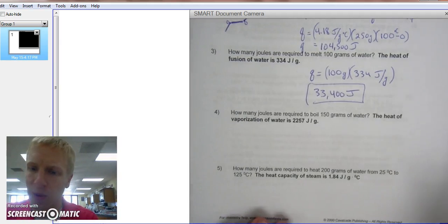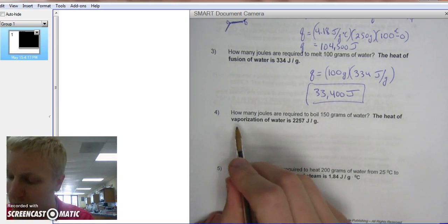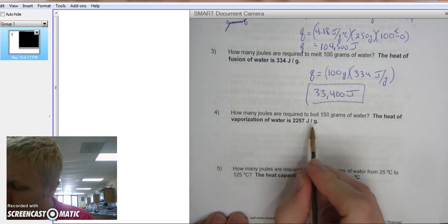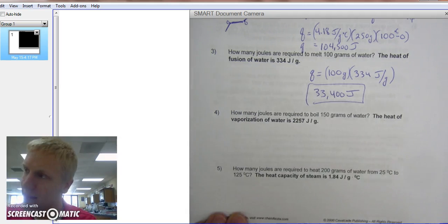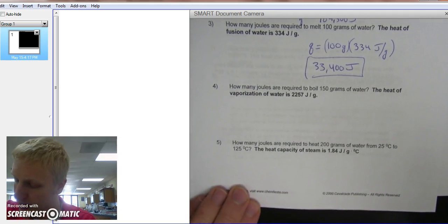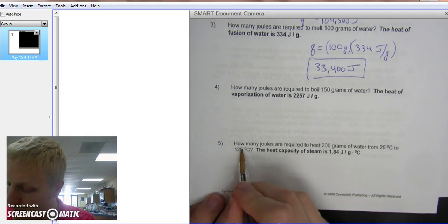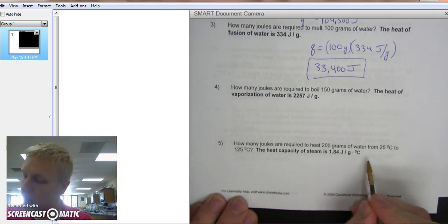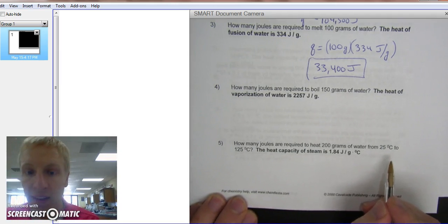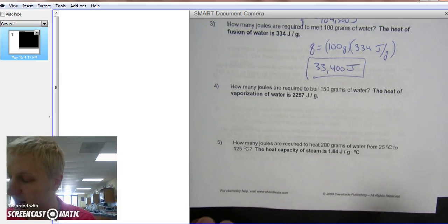Alright, doing one just a little trickier. It says how many joules are required to boil, let's skip that one. Let's get on to something tougher. Alright, how about this one? How many joules are required to heat 200 grams of water from 25 Celsius to 125 Celsius? The heat capacity of steam is 1.84.